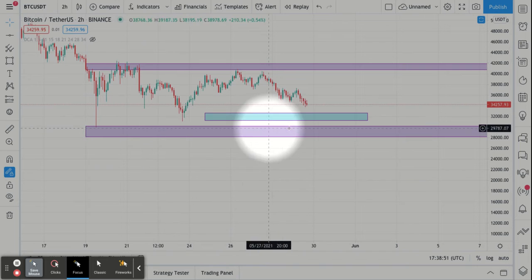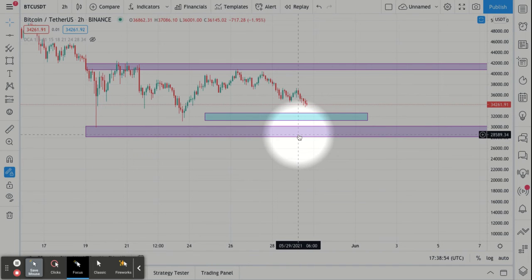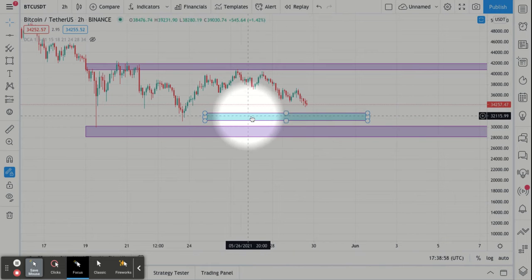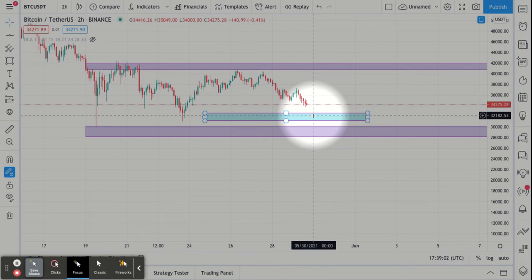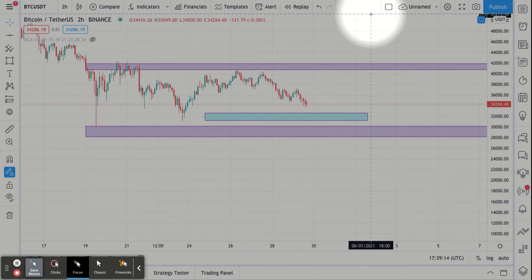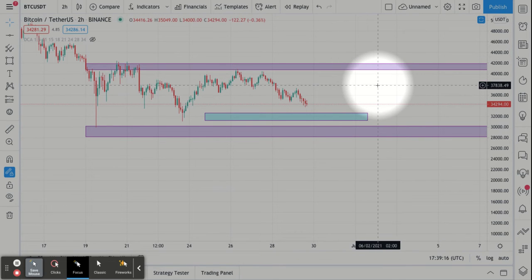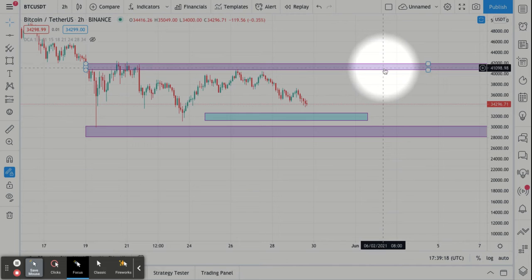So I don't feel like this is a true floor currently. It hasn't been tested. This, I feel like, is a true floor. If it comes down to here, Bitcoin's price, if it comes down into the blue area, my feeling, my gut is it will probably bounce and come back up to the 42-40 area, somewhere around in here.